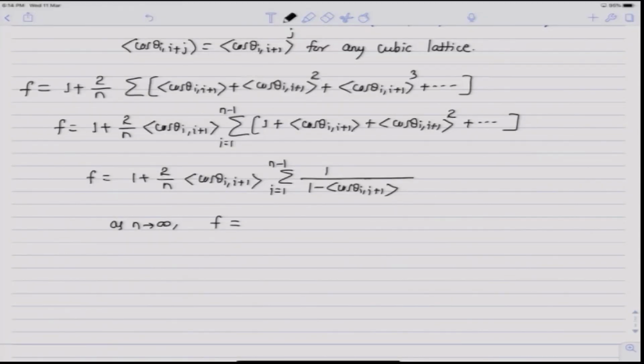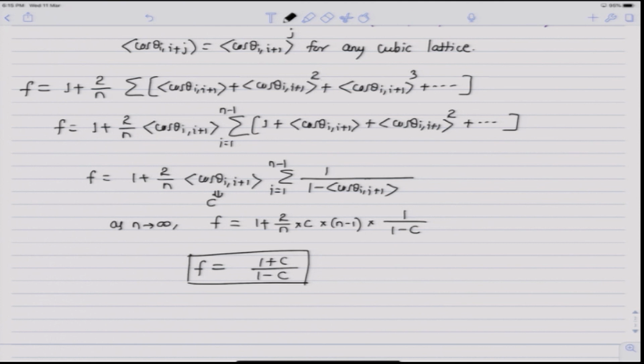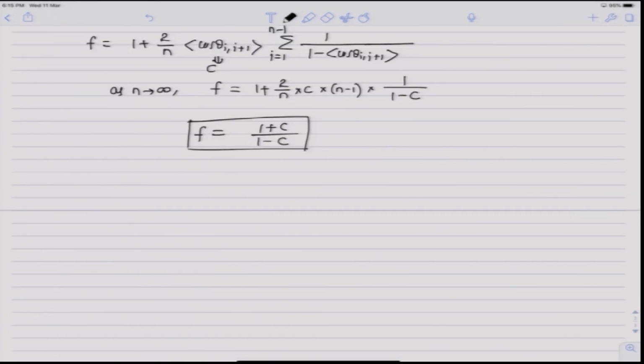So, the expression will boil down to, if I substitute C for the average of cos theta (i, i+1), 1 plus 2 over n times C, and since this will be the same for all values of i and i varies from 1 to n minus 1, we get a factor of n minus 1 times 1 over 1 minus C. Since n is large, n minus 1 by n is approximately 1, and so we get the expression for f as 1 plus C over 1 minus C. So, we derived the expression for correlation factor f, and this is valid for any cubic lattice and for diffusion of an atom by vacancy mechanism.